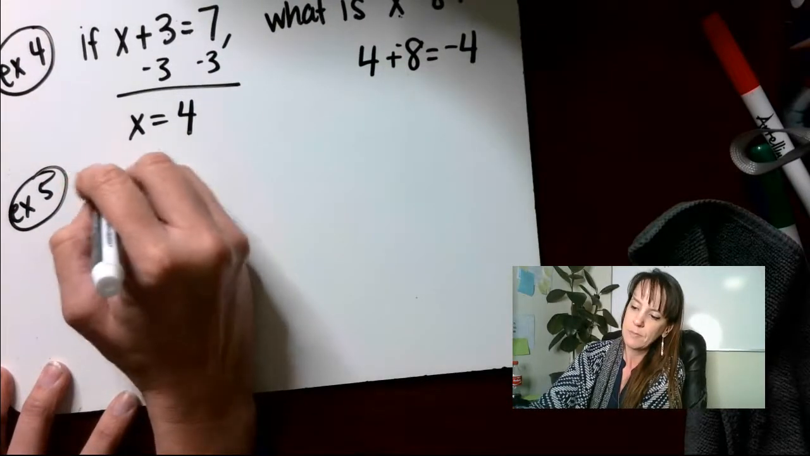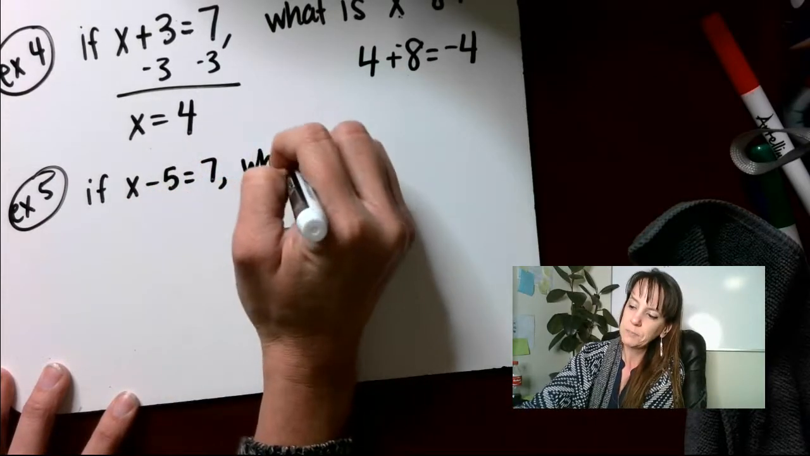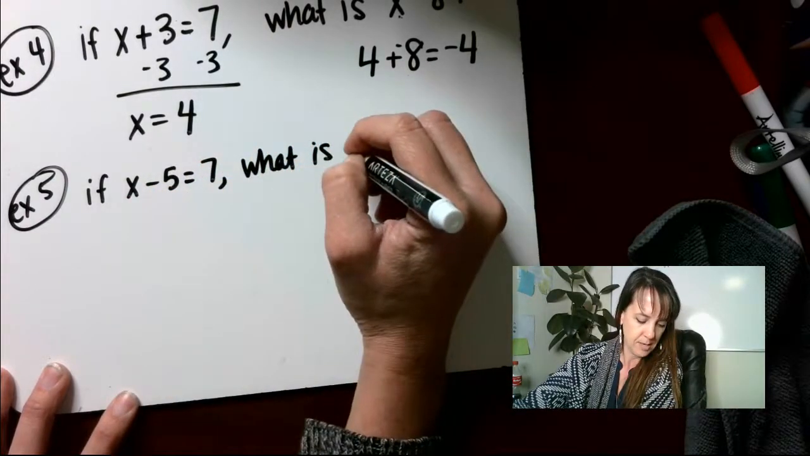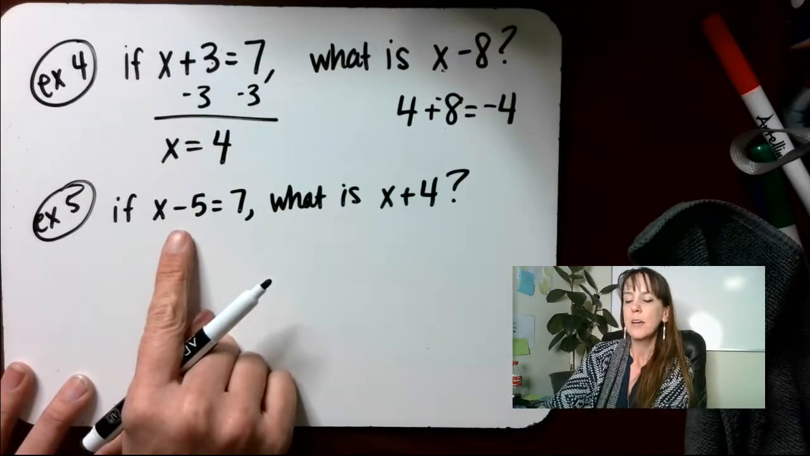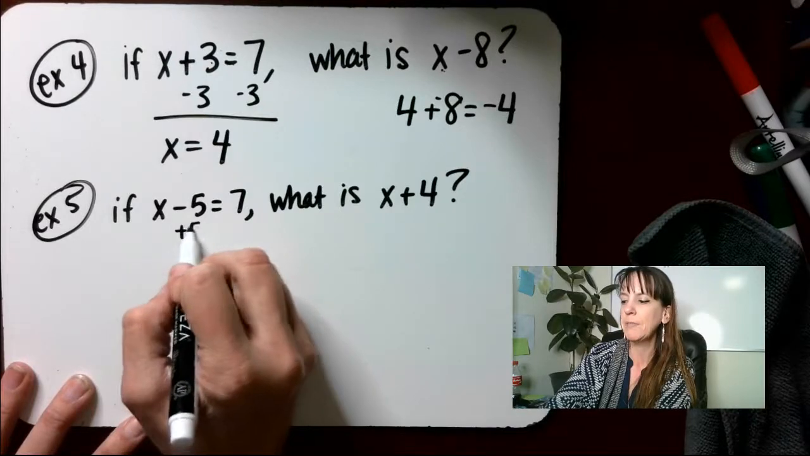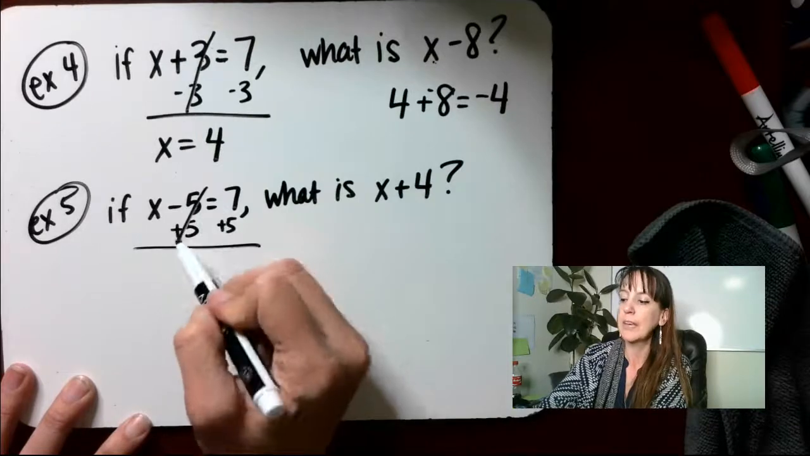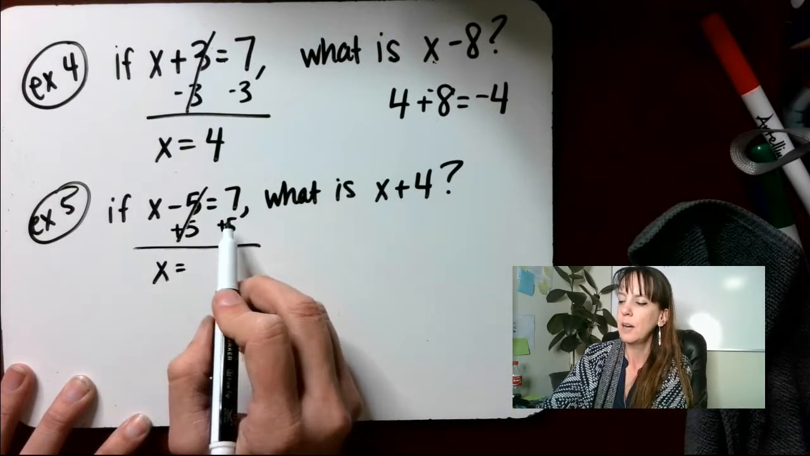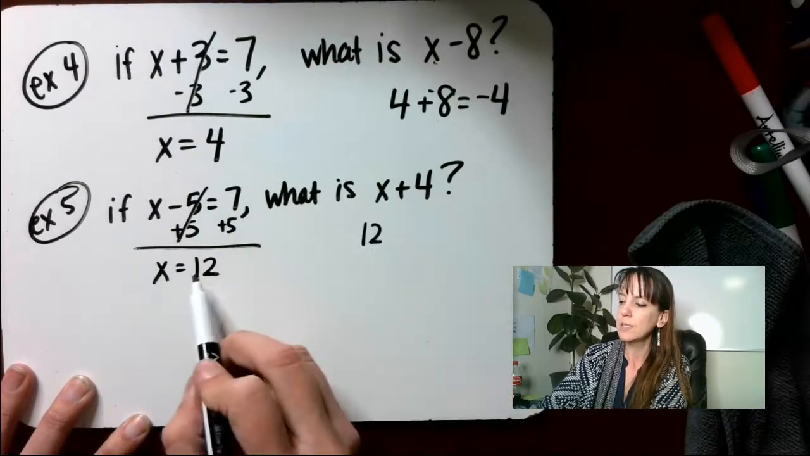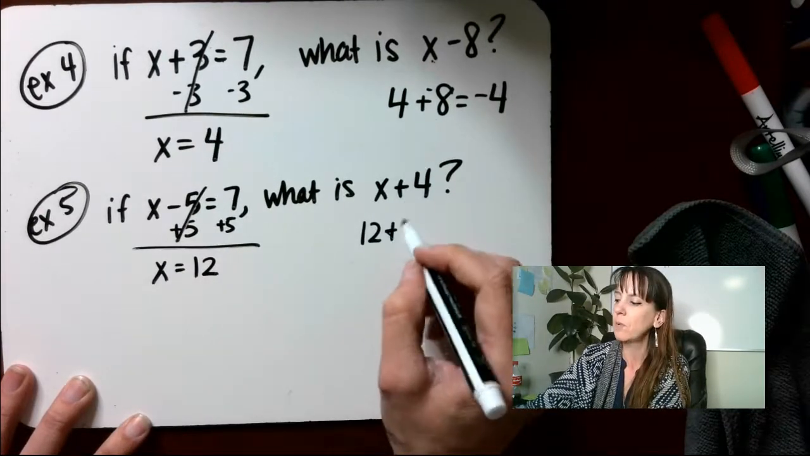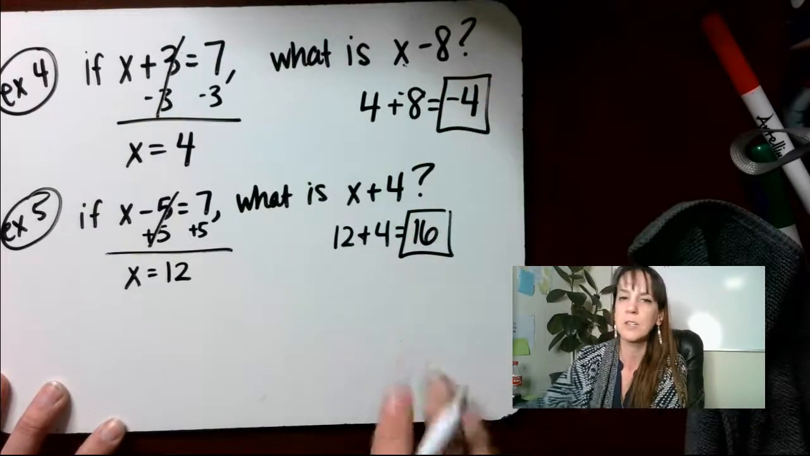If x minus 5 equals 7, what is x plus 4? Okay, so we're going to solve first. We want to do the opposite here, so we're going to add 5, just like up here where they canceled out. So here they cancel out. We end up with x equals 12, right? Since x is 12, we're going to plug it in over here. 12 plus 4 equals 16. So your answer is 16. Your answer over here is negative 4.